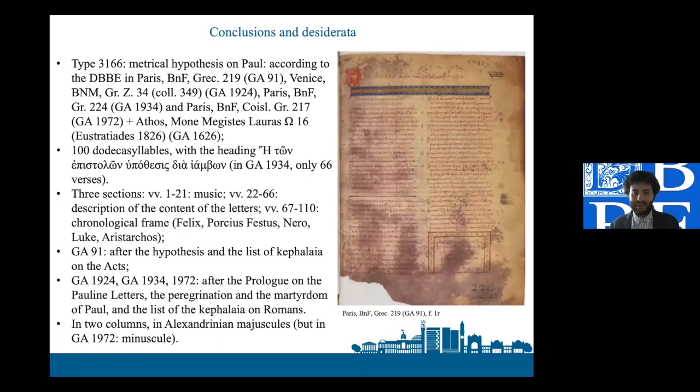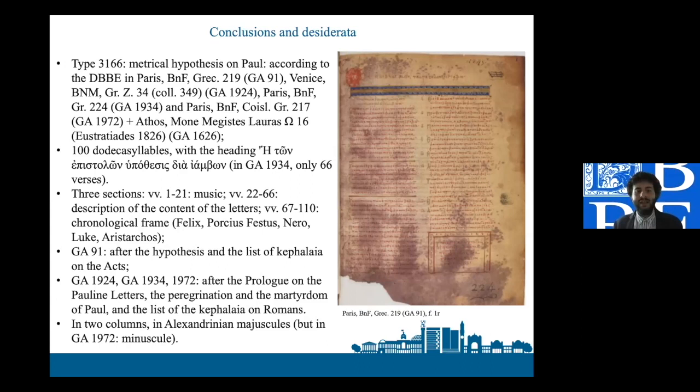These manuscripts are the Parisinus Graecus 219, Gregory-Aland 91, the Marcianus Graecus Z 34, Gregory-Aland 1924, the Parisinus Graecus 224, GA 1934, and the Parisinus Quarinianus Graecus 207, according to the DBBE database. These four manuscripts begin with the type 3166, that is actually a metrical hypothesis on the Pauline letters, and is found also in another manuscript, that is GA 1626, that I'm not considering for this presentation because it's not a catena manuscript. So these four manuscripts begin with this metrical hypothesis on the Pauline epistles.